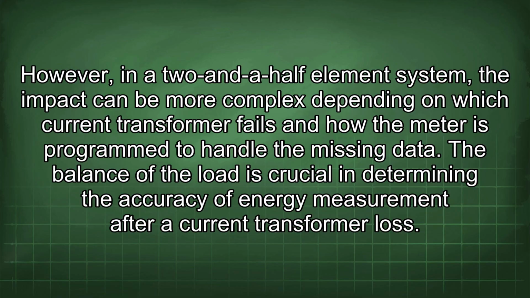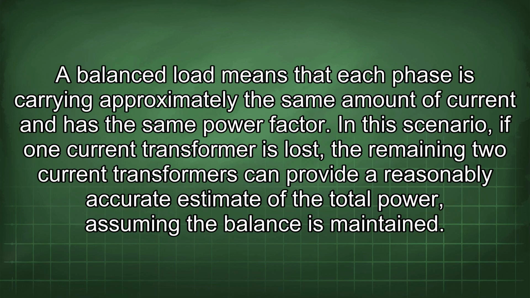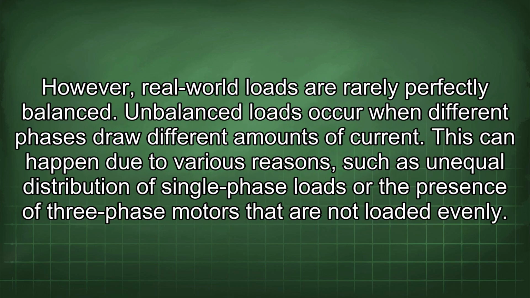The balance of the load is crucial in determining the accuracy of energy measurement after a current transformer loss. A balanced load means that each phase is carrying approximately the same amount of current and has the same power factor. In this scenario, if one current transformer is lost, the remaining two current transformers can provide a reasonably accurate estimate of the total power, assuming the balance is maintained. However, real-world loads are rarely perfectly balanced.